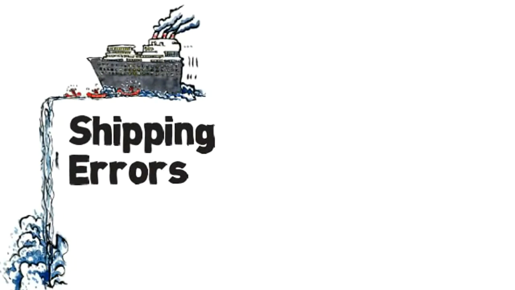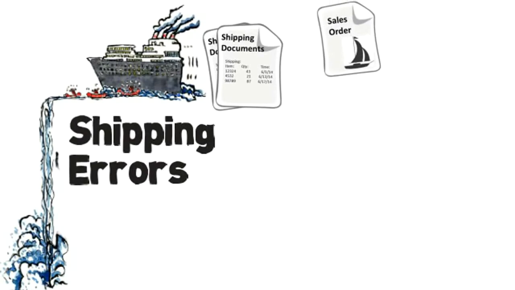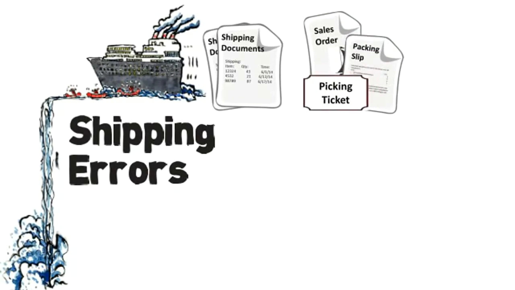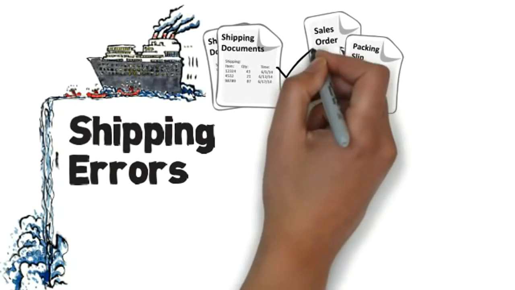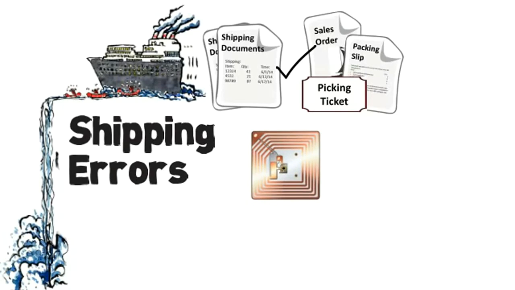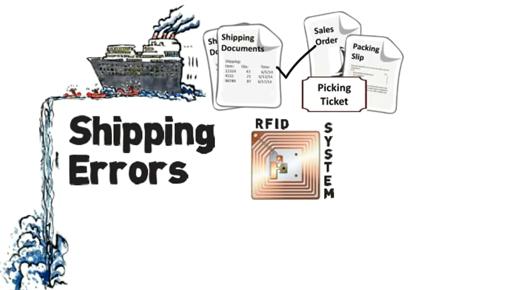Let's move on to the controls for shipping errors. First, you can compare the shipping documents with the sales order, packing slip, and picking ticket to ensure that the correct items are being shipped. You can also set up an RFID system, which will identify delays.